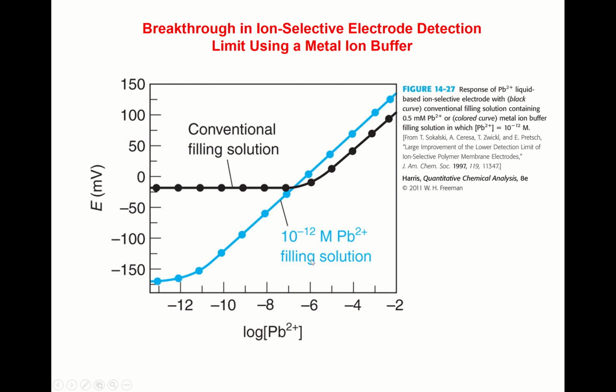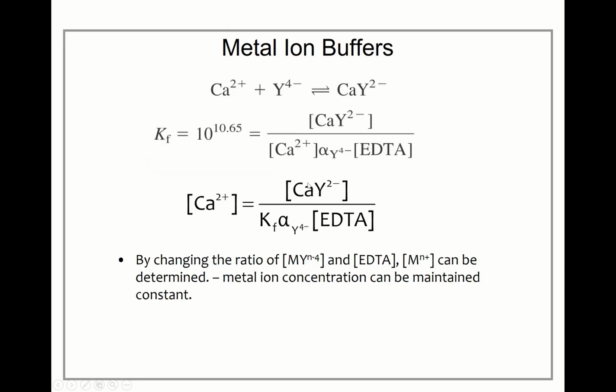But how do we extend this dynamic range down to maybe 10 to minus 12? Do we need to develop a completely new ion selective electrode? Maybe not. How can we achieve this linear range extension down to 10 to minus 12 molar? This is an extremely low concentration, but it's possible even with a conventional filling solution. I will show you. That's possible through metal ion buffers.